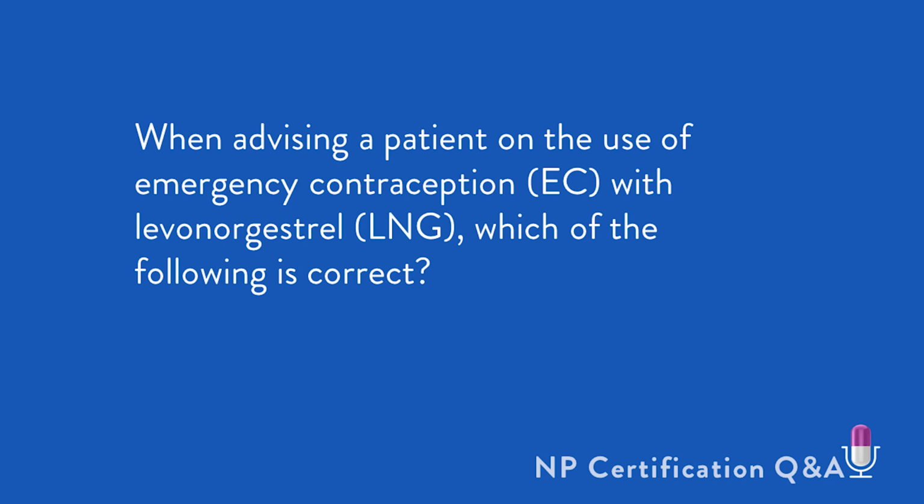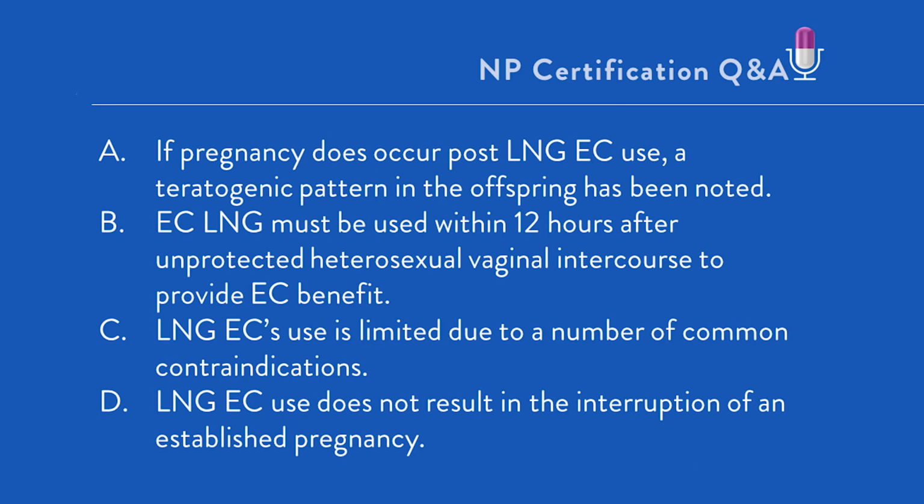And to recap with the question, when advising a patient on the use of emergency contraception with levonorgestrel, which of the following is correct? A, if pregnancy does occur with post-recommended LNG EC use, a teratogenic pattern in the offspring has been noted. This is not correct. Keep in mind, when is emergency contraception taken? It is taken prior to a pregnancy being established.